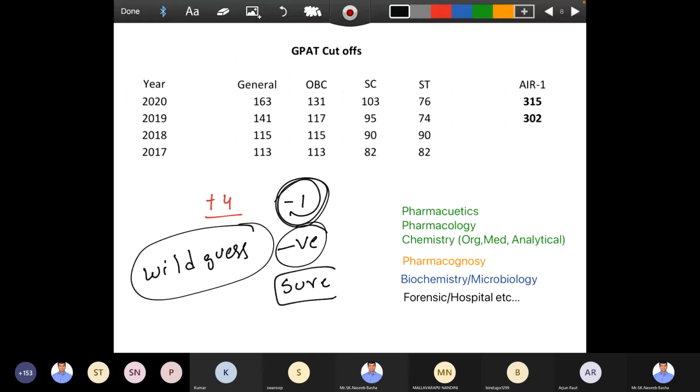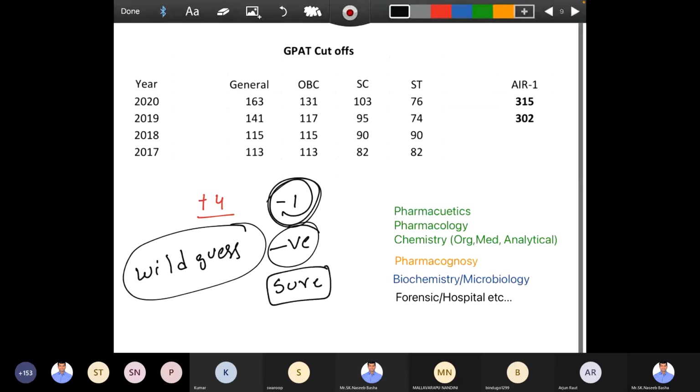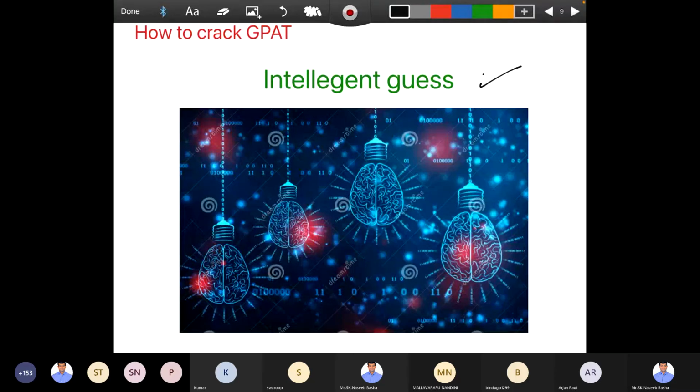What if you don't know exactly the correct answer? This is what this seminar is about. Let us see what you can do. Now, the first and foremost thing, intelligent guess. Even though you don't know the exact answer, you can guess the answer. How? Let me give you an example.